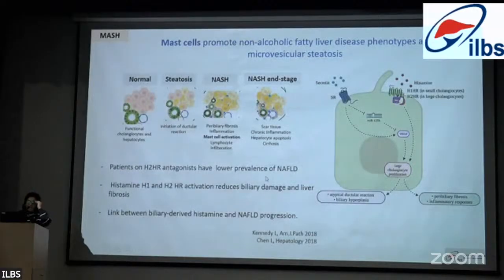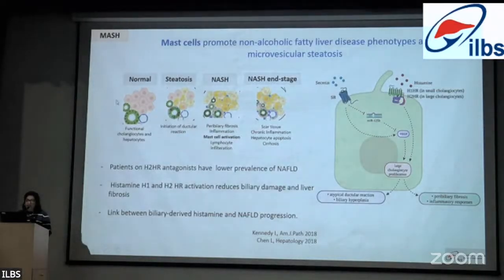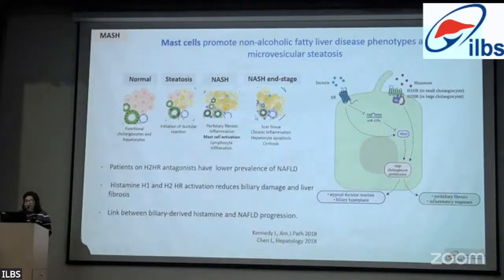There's another publication which linearly shows how these mast cells change from normal to NASH end stage. They were identified during NASH, where mast cells get activated. But what is the mechanism? These mast cells release histamine. And it has been shown that patients who take histamine H2R/H1R antagonists have a lower prevalence of NAFLD.